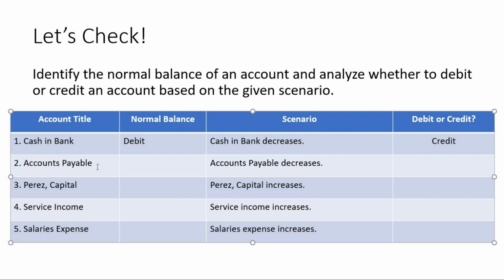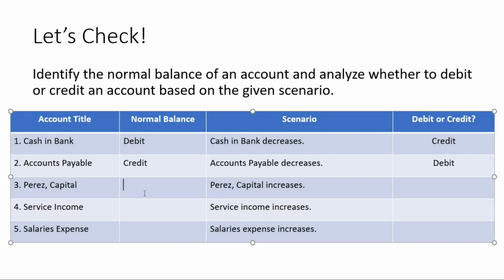Next, account title, accounts payable. So, ano yung account classification na to? This is liability. So, ano ba yung normal balance ng accounts payable? The normal balance is credit. Okay? Now, this time, the scenario is the accounts payable decreases. So, i-debit mo or i-credit? Correct. You are going to debit it because its normal balance is credit. Tapos, nag-decrease naman siya. So, to reflect that decrease, you have to record it on the debit side.